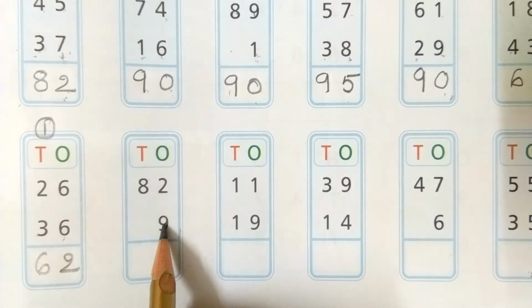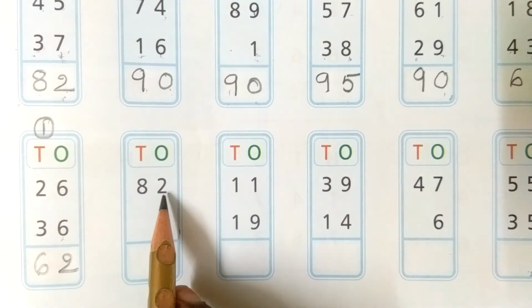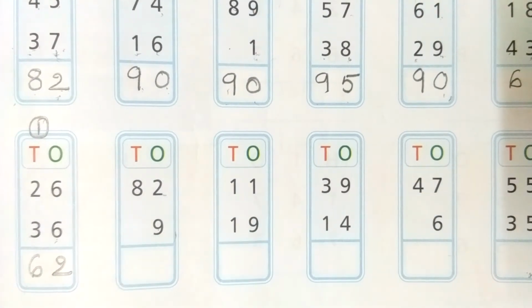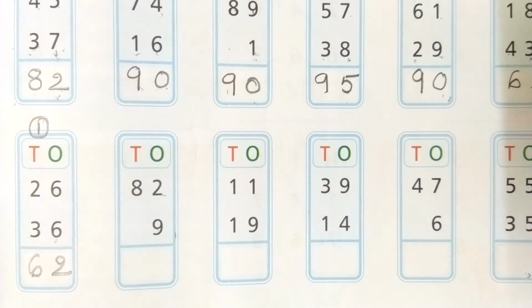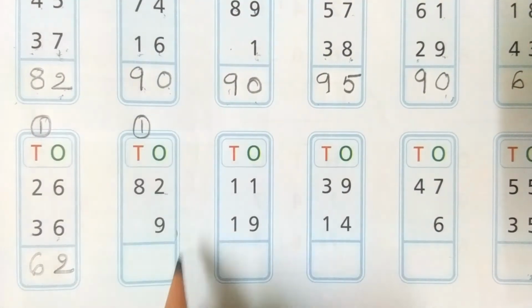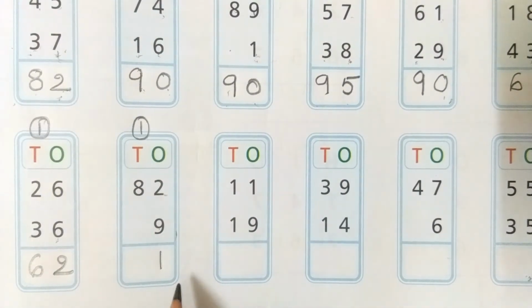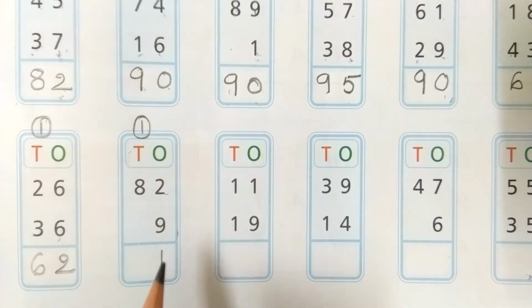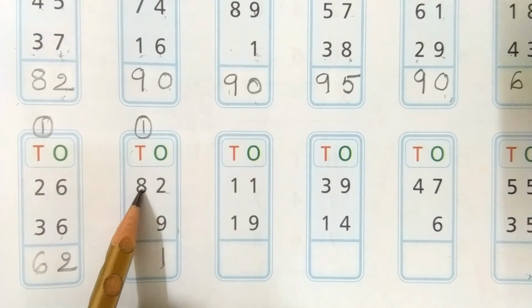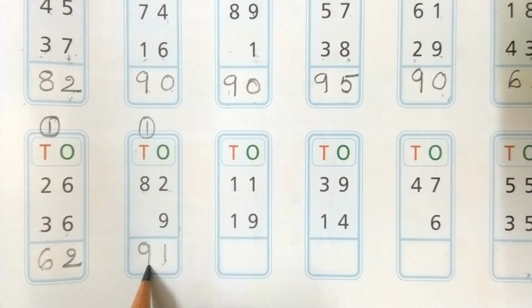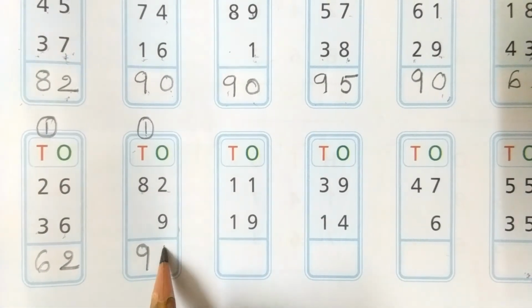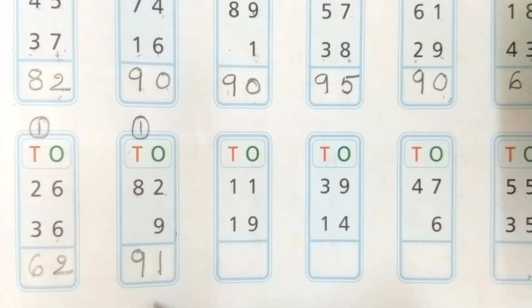Here take 9 fingers. 2 after you have to count. 2 after 3, 4, 5, 6, 7, 8, 9, 10, 11. So write down 11. 1 is here and 1 is here. So count 8 plus 1. 8 plus 1 is equal to how much? 9. 8 after 9. Yes or no? So 91 is the answer.